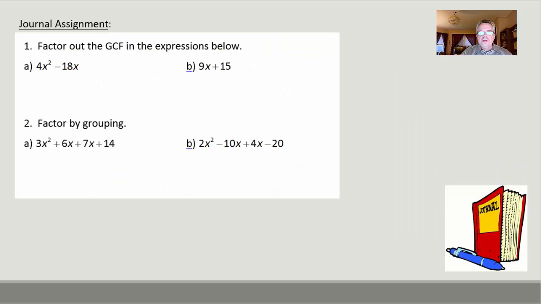I have a short journal assignment for you. These first two, just factor out the greatest common factor, like our first set of examples. And then these last two, do factor by grouping to factor the expressions. So remember, group it into two groups. Factor out the GCF of that group and the GCF of that group to get started. Same thing here. Factor out the GCF of that part and then the GCF of that part. All right, good luck.